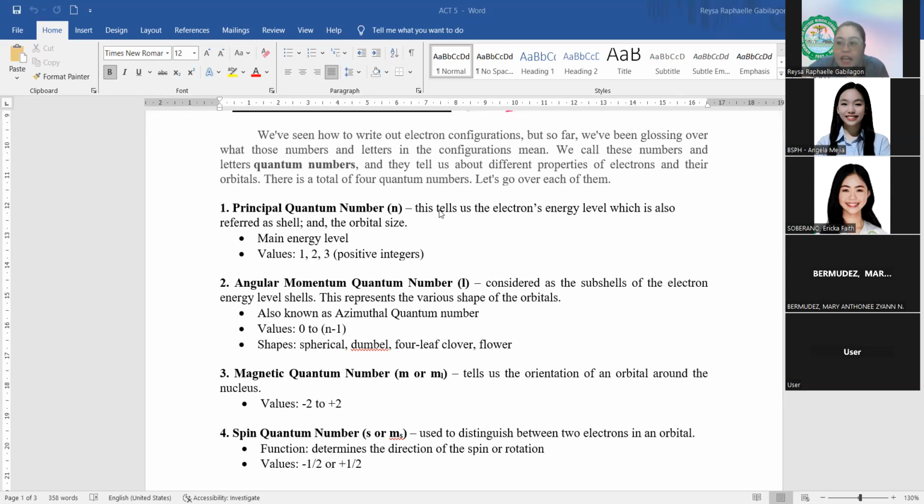May end na yung aking Zoom in 10 minutes. So, pasok lang ulit pag nag-end siya.